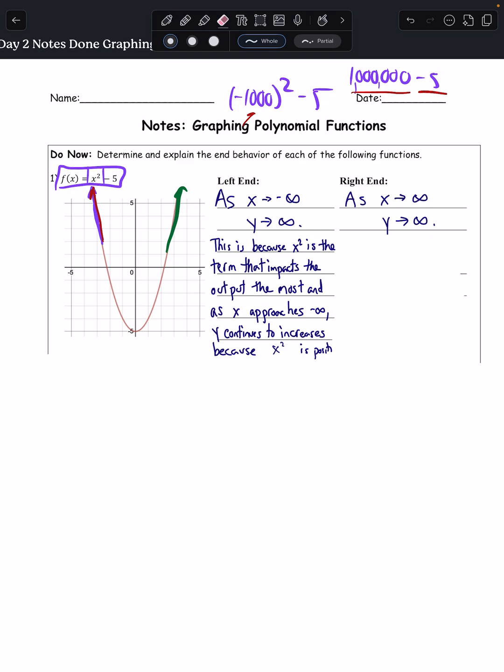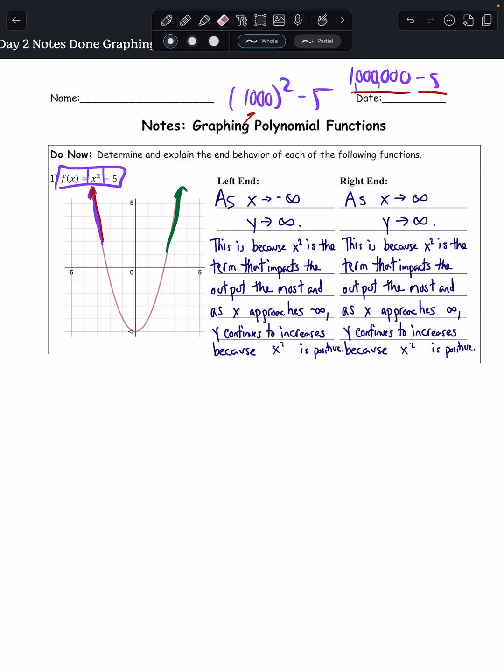Instead of thinking of negative 1,000, think of it as positive 1,000. You end up getting the same exact number because you're just squaring it. For the same exact reason, the x is increasing to positive infinity, and the y is also going to increase to positive infinity.